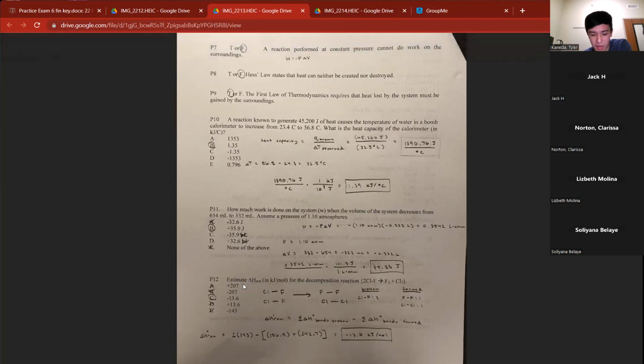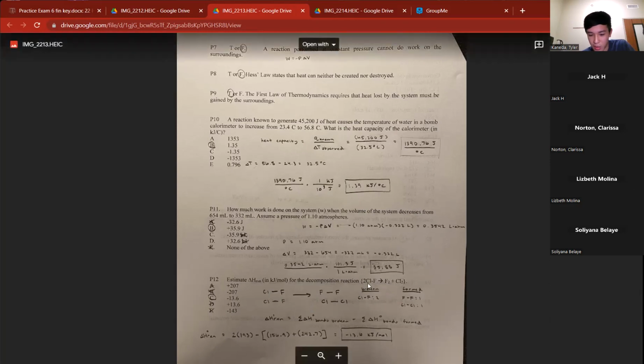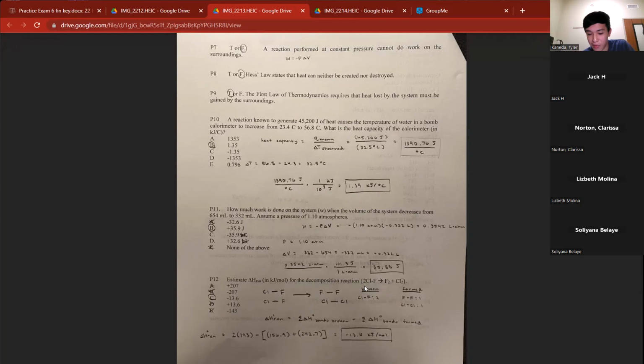I'm going to read it out again. Estimate the change in enthalpy of the reaction in kilojoules per mole for the decomposition reaction of this right here. This is more or less the same kind of problem I did on the homework, except a lot simpler. As you can see, I wrote it out like the homework did. I just drew it out. There are two chlorine fluoride compounds right here, so I drew two of those, and then I drew the arrow indicating the reaction. Then the reactant side has one F2 molecule and one Cl2 molecule. And so I just listed those out.